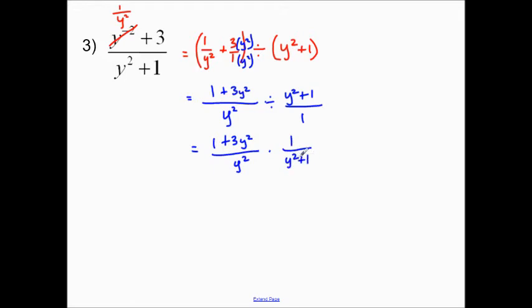Now you should try to do some simplification first. Try to factor it out if at all possible. Try to make this work easier. I don't see any way to factor any of those numerators or denominators. So let's just go ahead and multiply across. It's easy to multiply by 1.